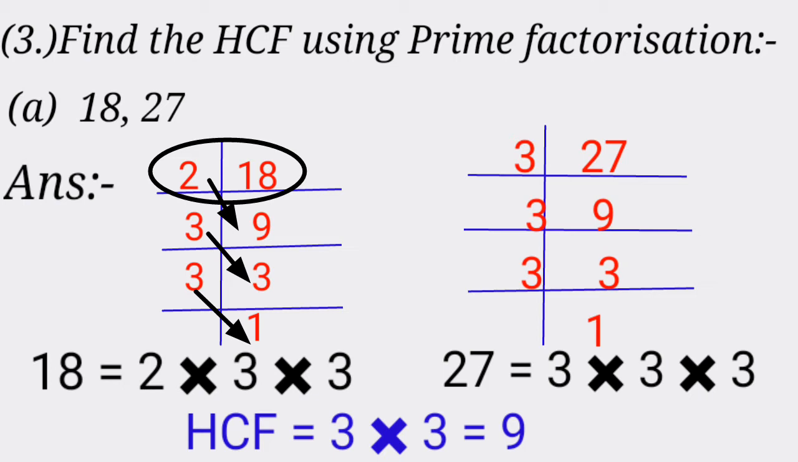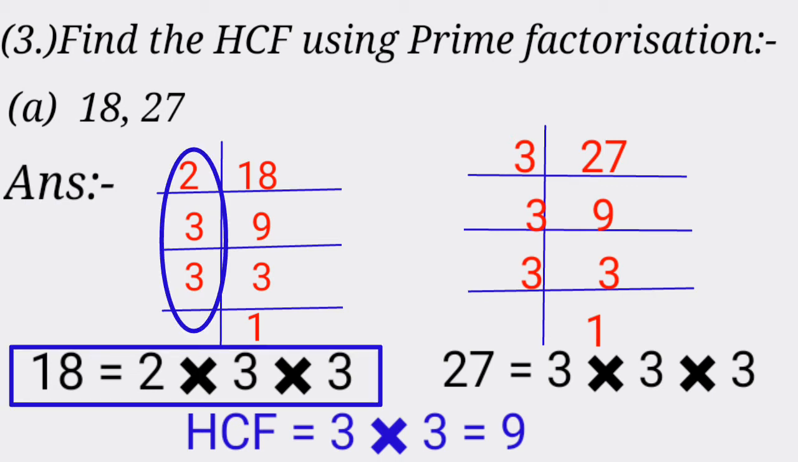Like, we have to check which table 18 comes in, and we will check from the lowest table, the table of 2. Here 2 9s are 18, so we have written 2 and here 9, then 3 3s are 9, right? And then 3 1s are 3, so we get 1 at the last. So this is completed, right? Now factors of 18 is equal to 2 into 3 into 3.